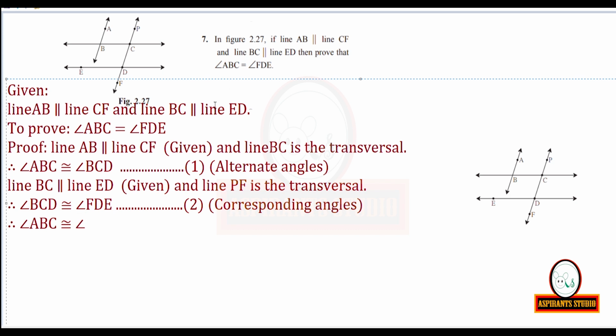You have to write the reason by the side: from equations 1 and 2. When the angles are congruent, their measures are equal. Hence, we prove that measure of angle ABC is equal to measure of angle FDE.